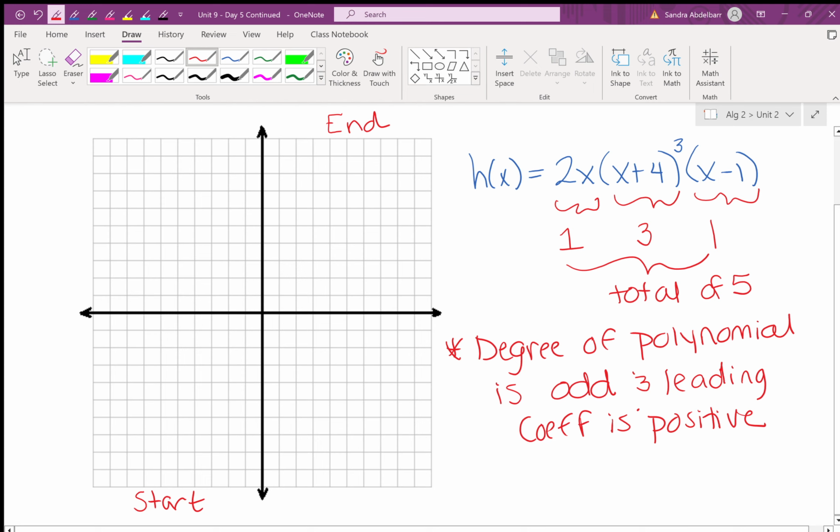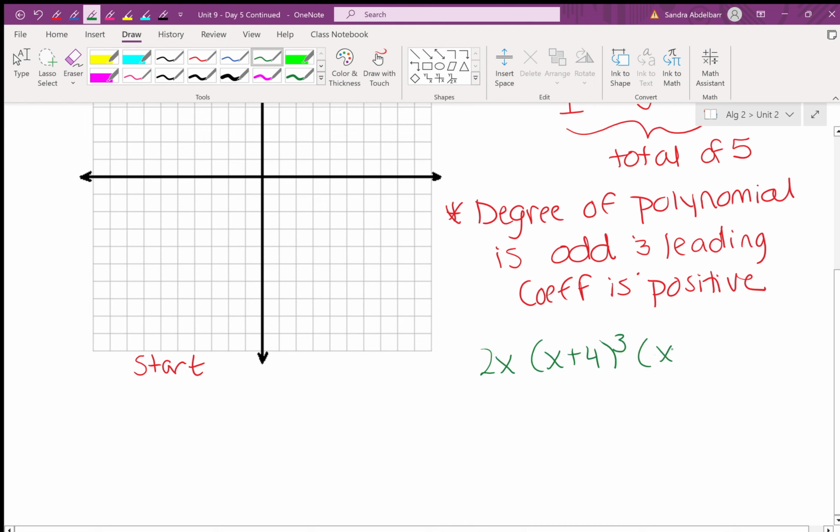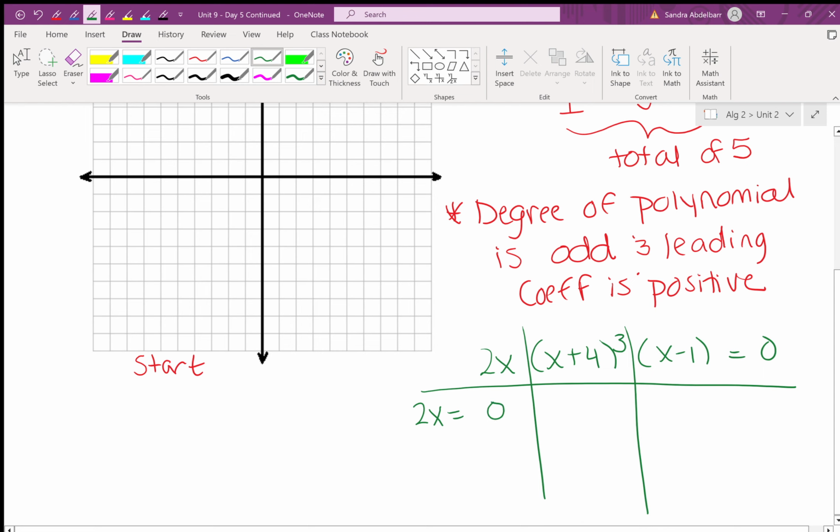Okay, so now what we're going to do is we're going to find our zeros. So I'm going to take our polynomial that's already factored for us. I'm going to set it equal to 0. So now we get 2x is equal to 0. Is this a single root, double root, or triple root? Single root. SR, single root. What does a single root look like? A line. All right, where do we have a single root? At x equals 0.